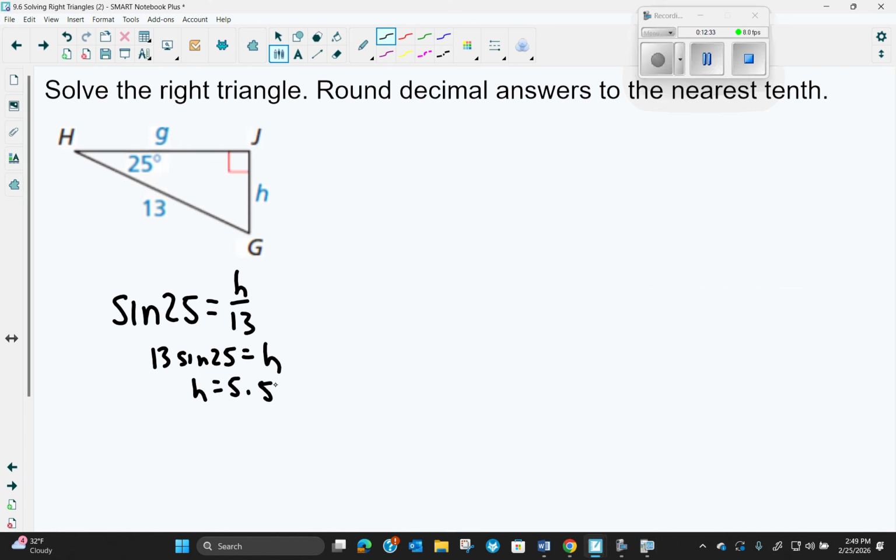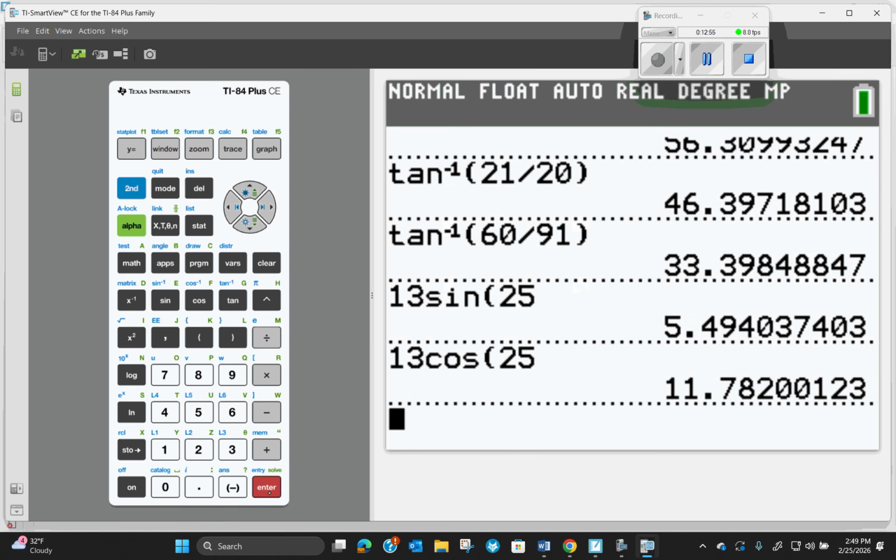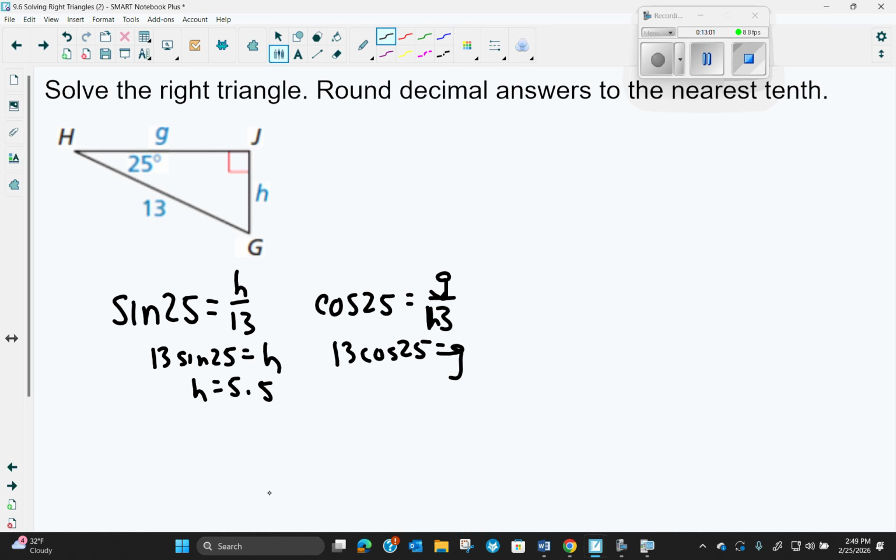I still need G. So here I'll use cosine. And it's G over 13. Or 13 times the cosine of 25 gives me G. Back to my calculator. 13 times the cosine of 25. 11.8. And then 90 minus 25 is 65.